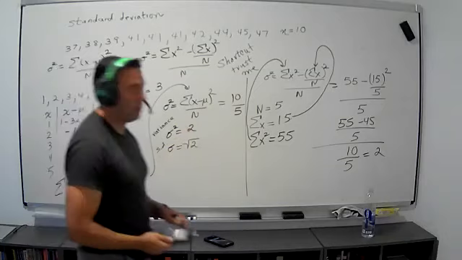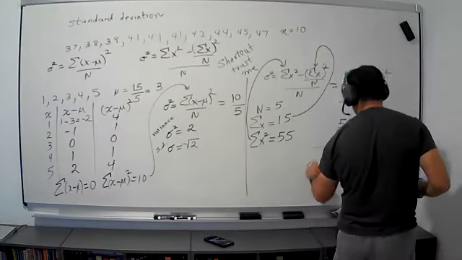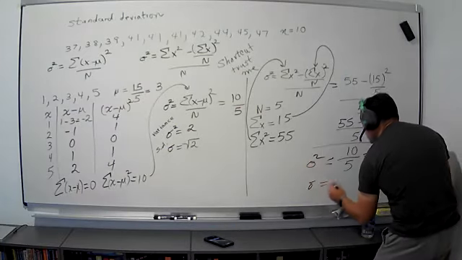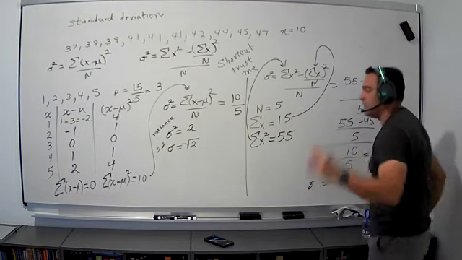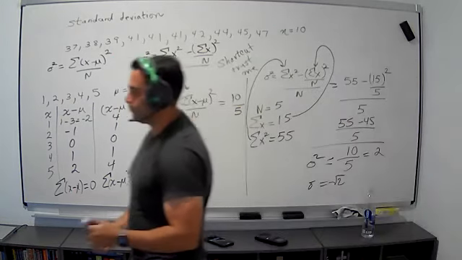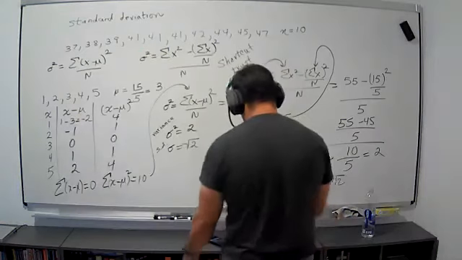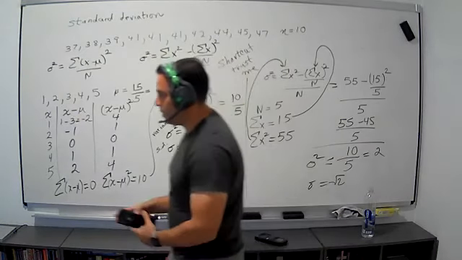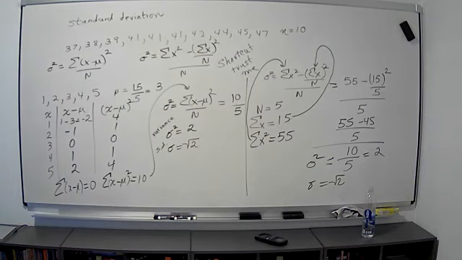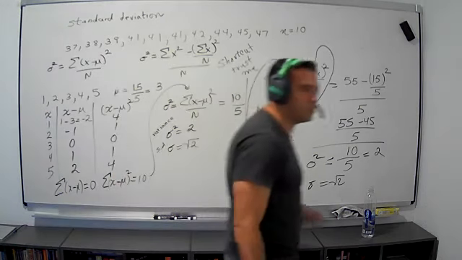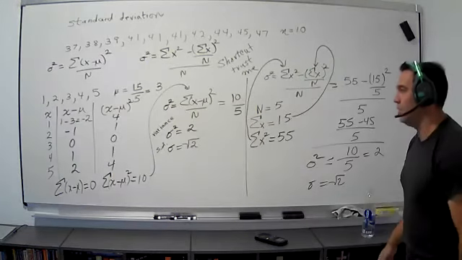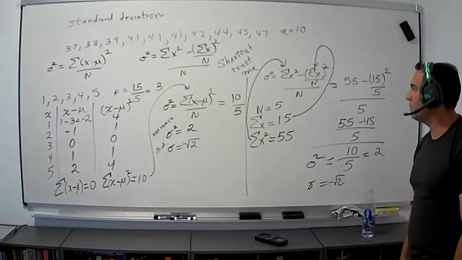I got the same number. Sigma squared is 2. Sigma is the square root of 2, whatever that comes out to. It took me a minute and 28 seconds. The more numbers there are, the more it makes sense to use a shortcut. Obviously, when you have such few numbers, it gives you the same thing.